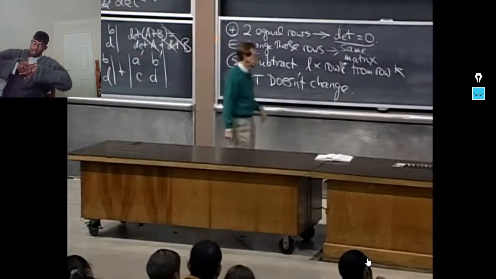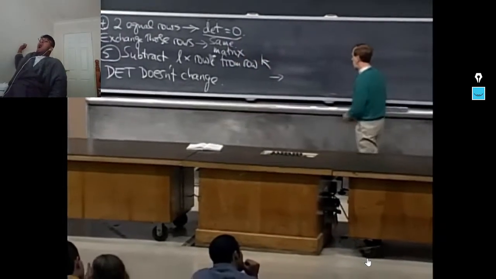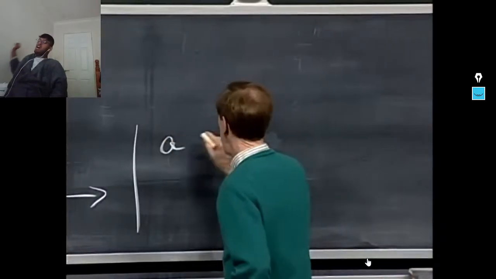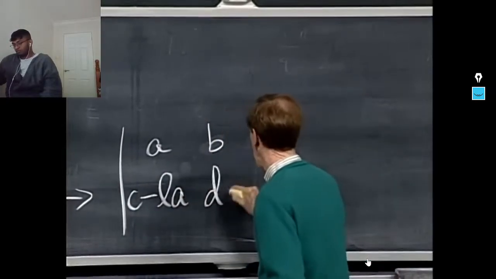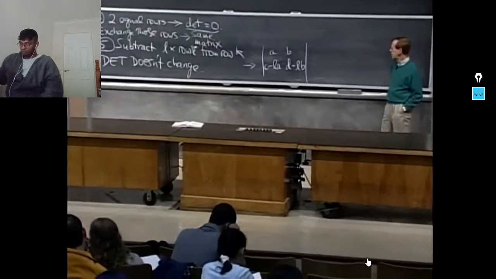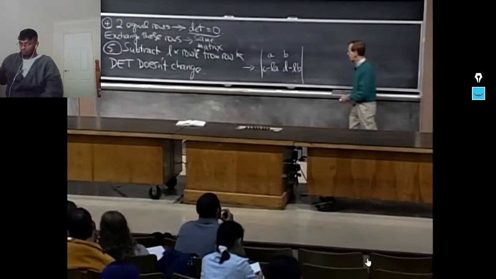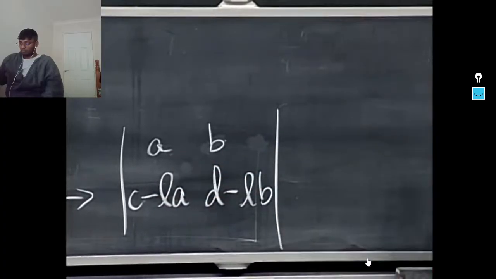Let me do the 2 by 2 case here. So I'll keep property 5 going along. So what am I doing? I'm going to have A B, C D, but I'm going to subtract L times the first row from the second row. And that's the determinant. And of course, I can multiply that out and figure out, sure enough, AD minus BC is there, and this minus ALB plus ALB cancels out.